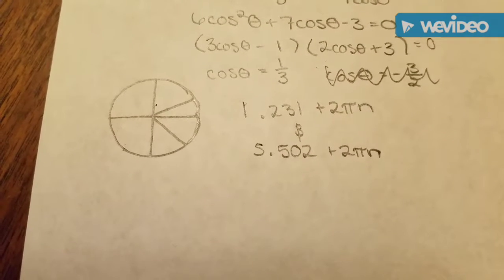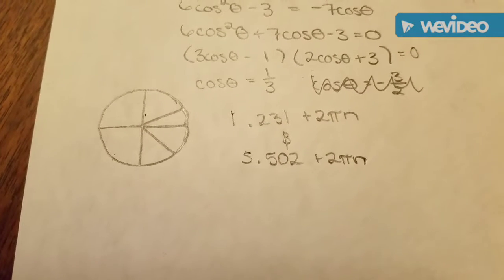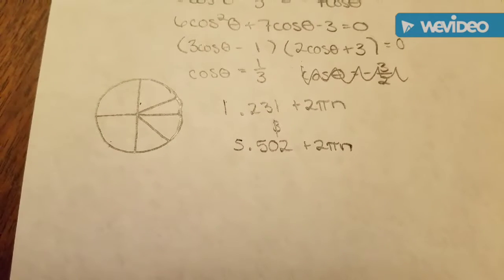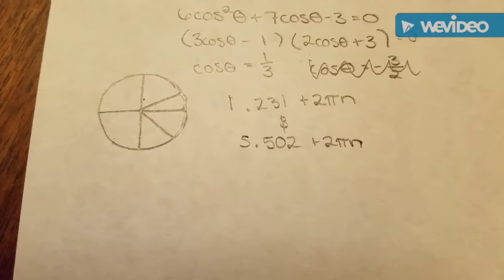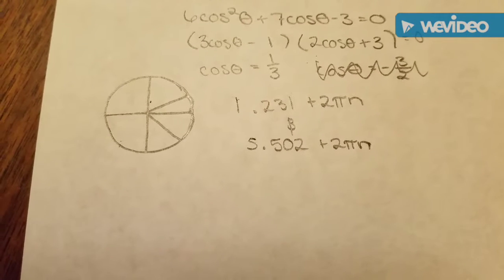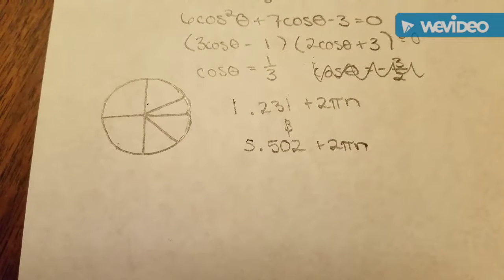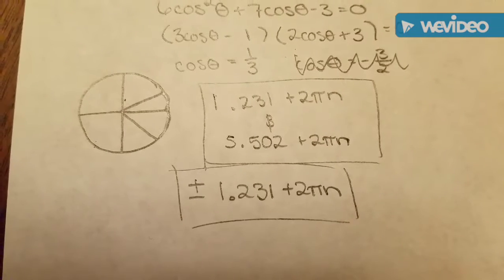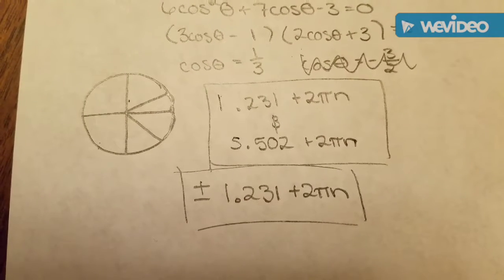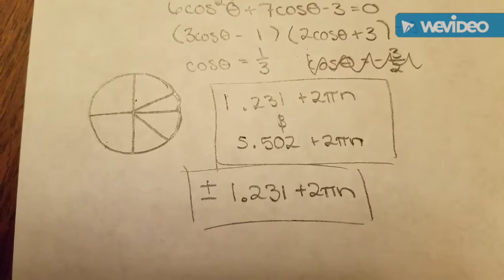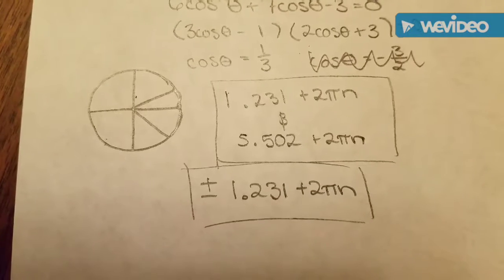Since we have a double angle and cosine is positive, and our quadrants are the first and fourth, we could actually just write the answer as plus or minus 1.231 plus 2 pi n, since this will represent both portions of the unit circle that we're solving for. The simplest way to write it would be plus or minus 1.231, and then we add the 2 pi n because there's no domain restriction in this particular problem. So either one of these two answers is correct.